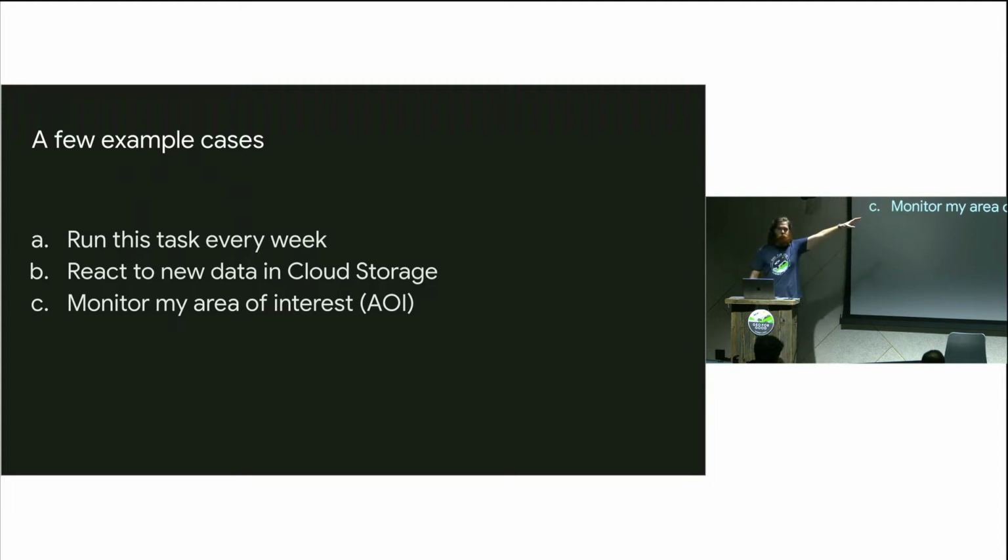Second, we're going to react to new data appearing in cloud storage. This is a common flow. Folks have data that comes in from data providers, or data that's collected in the field. When a new file is ingested into a cloud storage bucket, it will trigger an ingestion and automatically make that available in Earth Engine. So you don't have to do anything. You sit back and let data flow.